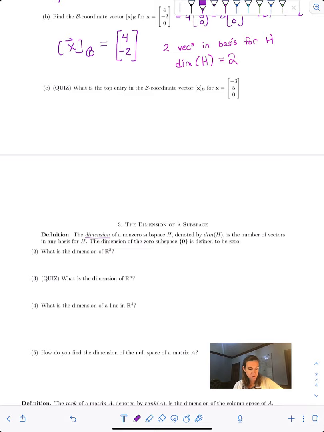Let's look at R3. Well, one basis for R3 is the set (1, 0, 0), (0, 1, 0), and (0, 0, 1). It's pretty easy to see that those vectors span R3 and are linearly independent. So the dimension is 3. And your next quiz asks you about the dimension of Rn.